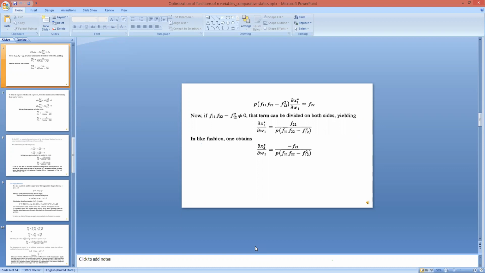So for a numerical exercise, you will be able to tell definitely whether the inputs are substitutes or complementary, or if the value is absolutely equal to 0, that is also possible. If F21 is equal to 0, in that case there is no relation between the two inputs. They are neither substitutes nor complementary. Like commodity demand cases, if you consider the cross price, it can be substitute, it can be complementary. There may be no relation between the commodities. So a similar kind of thing here we are doing for the inputs.